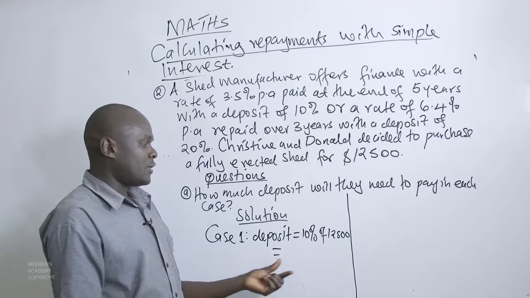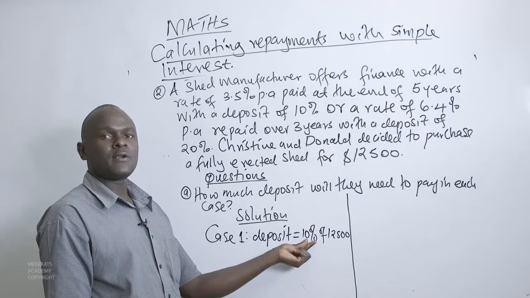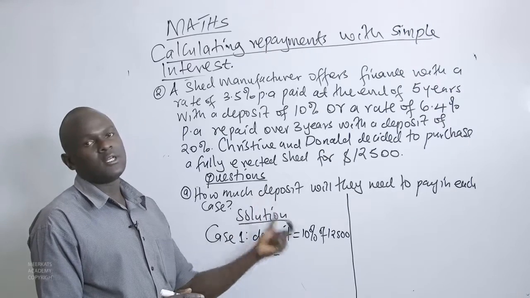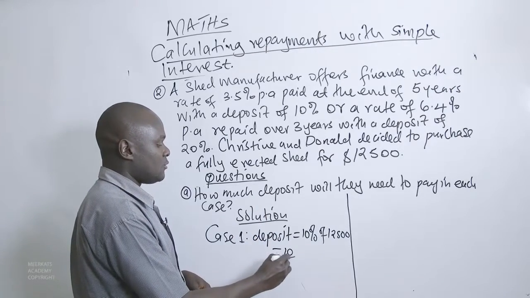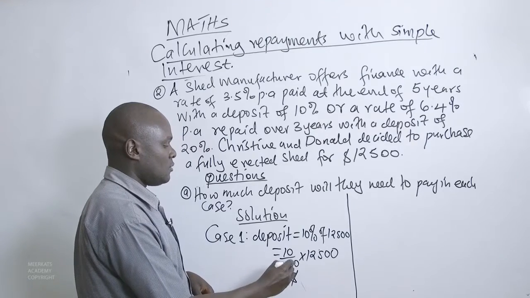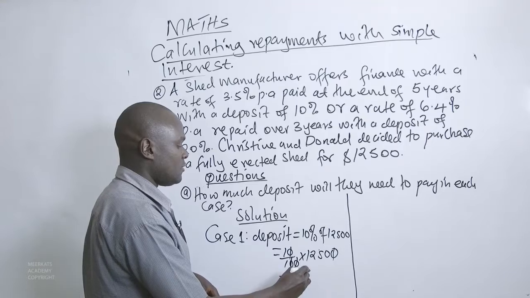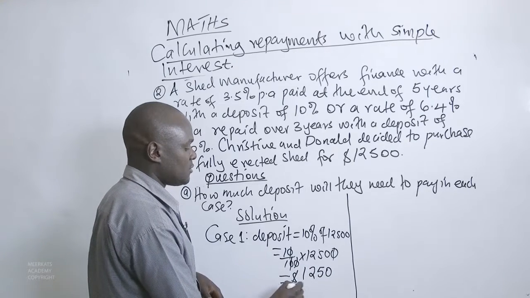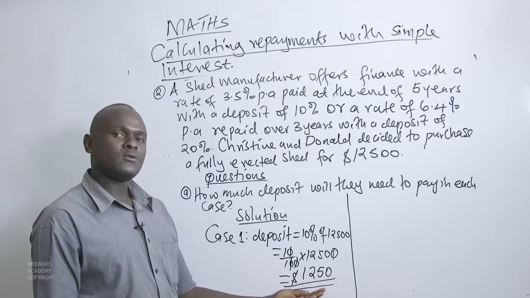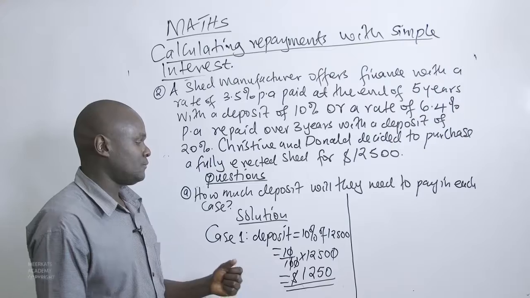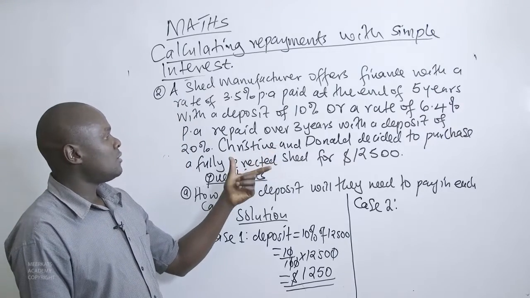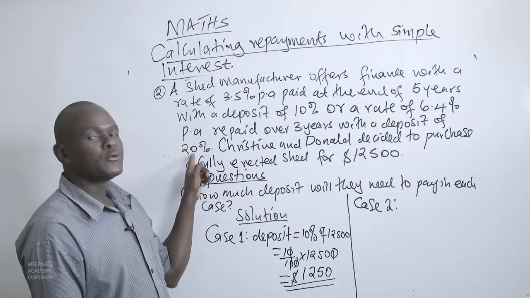For us to calculate 10% of this, we need to convert it to a fraction or a decimal before we proceed with multiplication, so that we can get what 10% represents. This will be 10 out of 100 multiplied by $12,500, and this will give us $1,250. If they decide to use the first case, they will have to part with a deposit of $1,250. The second case, we are told that one needs to make a deposit of 20%.